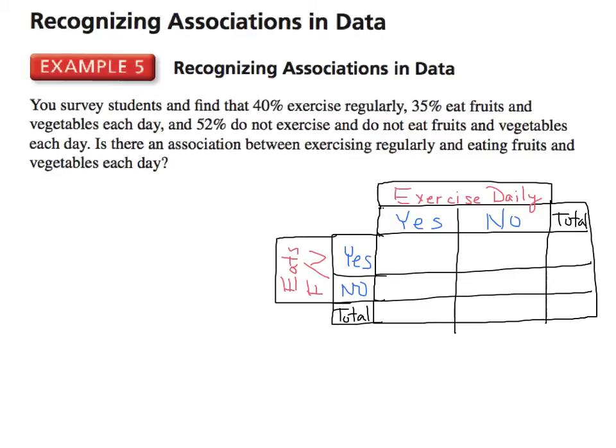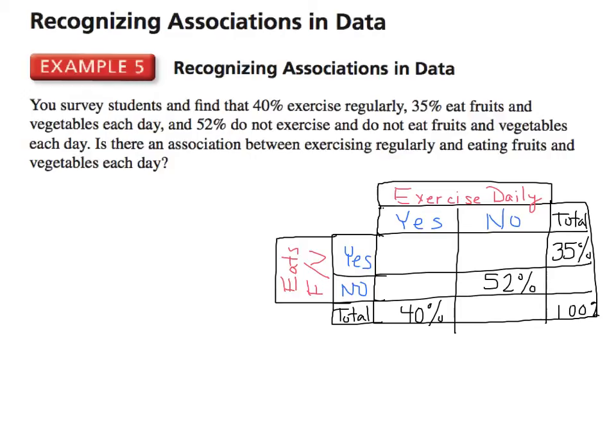So it says you survey students and find 40% exercise regularly. So a total of 40%. That means 40% will go right here at exercising daily. 35% eat fruits and vegetables. So that's the total. Now we have no clue if they exercise, but they do eat fruits and vegetables. So 35% total is fruits and vegetables. We know 100% has to be equal to everything. Now we also know 52% do not exercise and do not eat fruits and vegetables. So that'd be the no column. So this would be 52%.